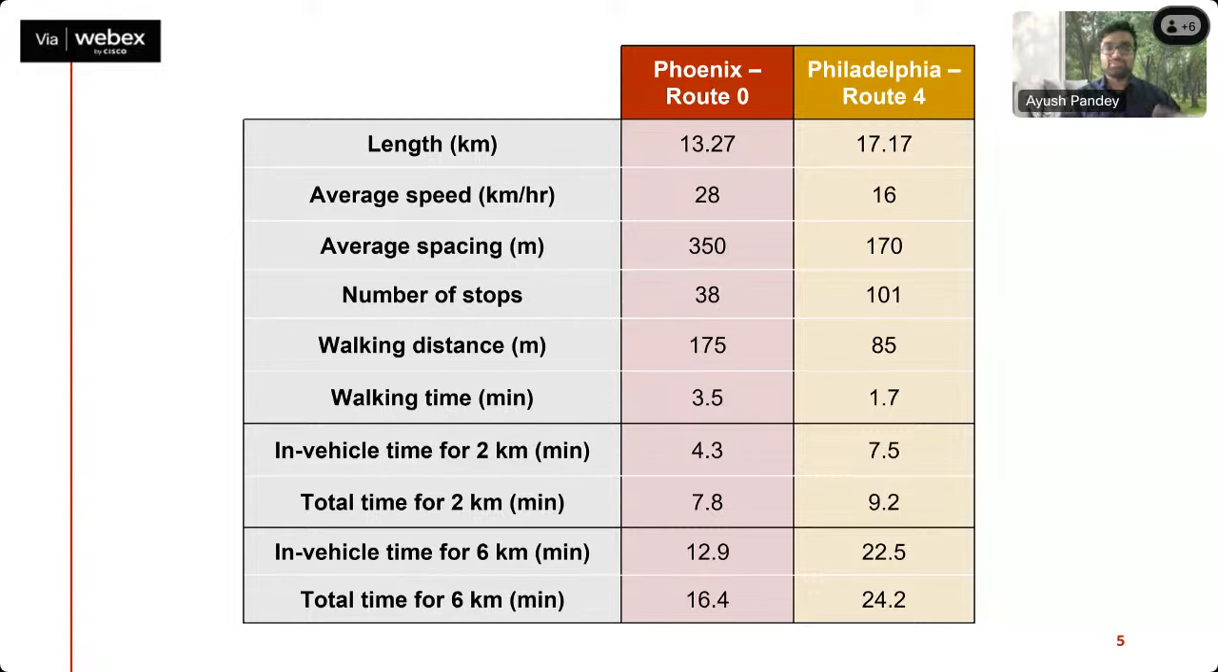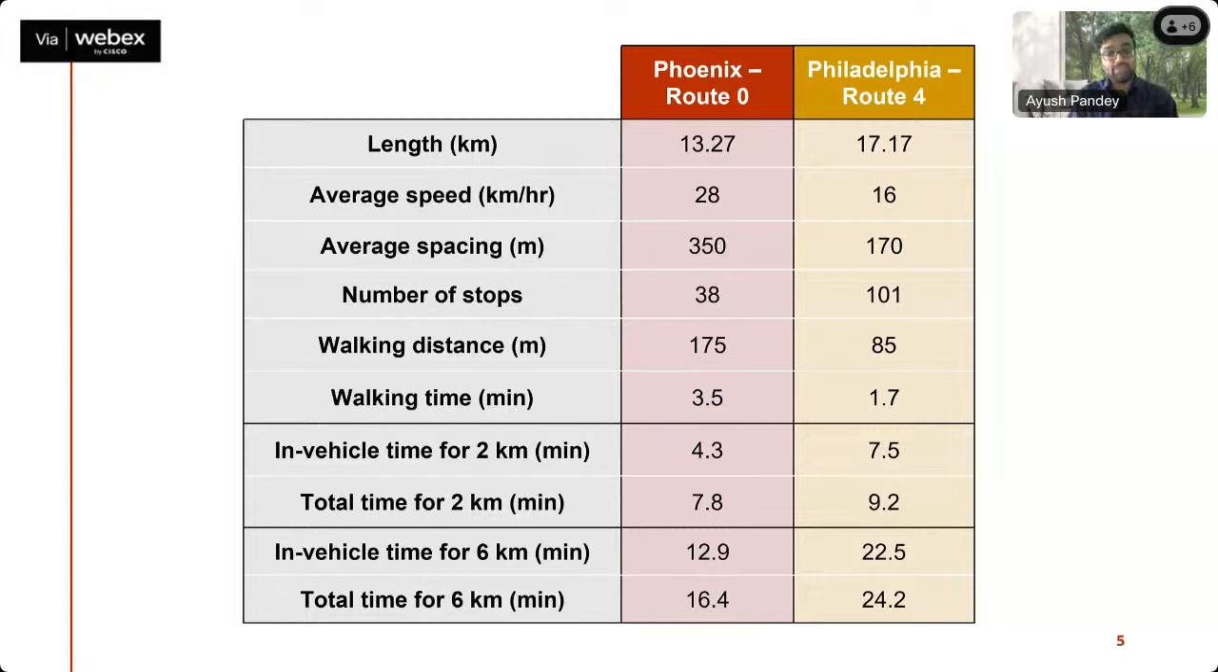Now, the speeds are widely different because it's different cities, but one of the reasons these speeds could be so different is that the spacing between stops is very, very different. In Phoenix, this spacing is 350 meters. In Philadelphia, it's 170 meters. So if you were on Route 4 in Philadelphia, you would encounter twice as many bus stops for the same length as you would on Phoenix Route 0. That would mean that even though you have a shorter walking distance in Philadelphia, your in-vehicle time is much higher. And some part of it is contributed by the fact that your bus is going to stop again and again.